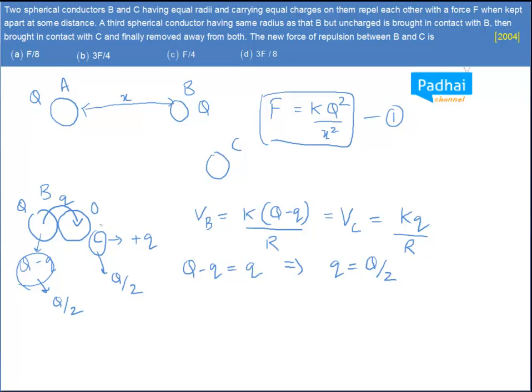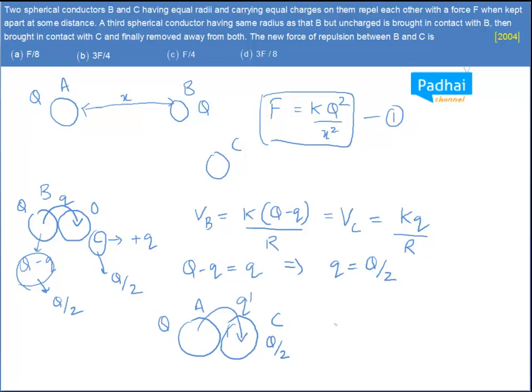So this C is again brought in contact with A. This is brought in contact with A and it is finally removed. So what is happening basically? Now this is A and this is C, right? Now what will happen? If this is having a charge Q, this is having Q by 2, what will happen? Some charge, let us suppose Q dash, goes from here to here.